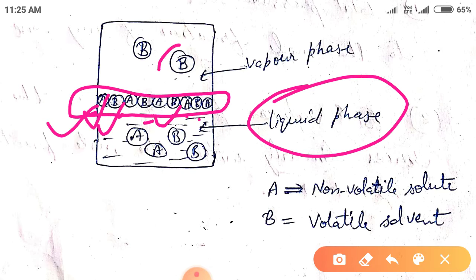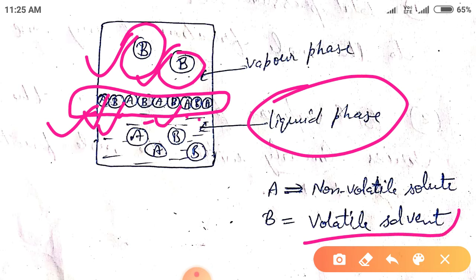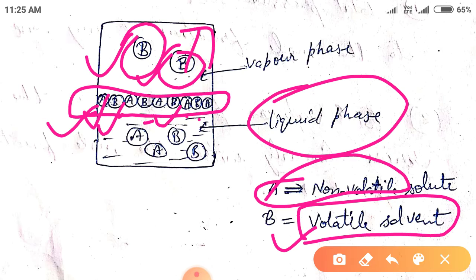But in the vapor phase, there is only component B, because B is volatile, hence it can go into the vapor phase, whereas A is non-volatile, hence it does not go into the vapor phase.